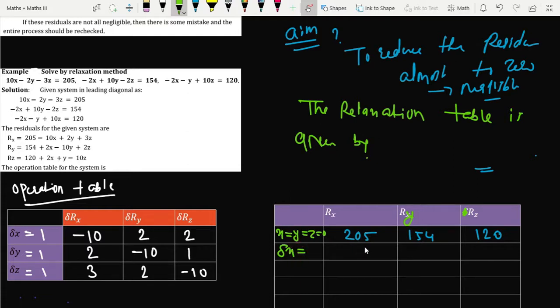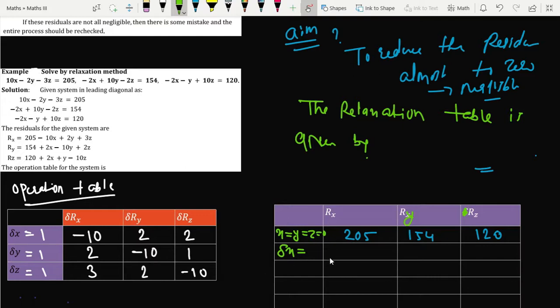Okay. So for delta x, we can use this value, the intersection of delta x and delta Rx. For Ry or delta y, we use the intersection of delta y and delta Ry, that is this second value. And for z, we use the intersection of z and z, that is the third value. Means we have to use the diagonal value. For x, first value; for y, second row, second value; and for z, third row, third value.